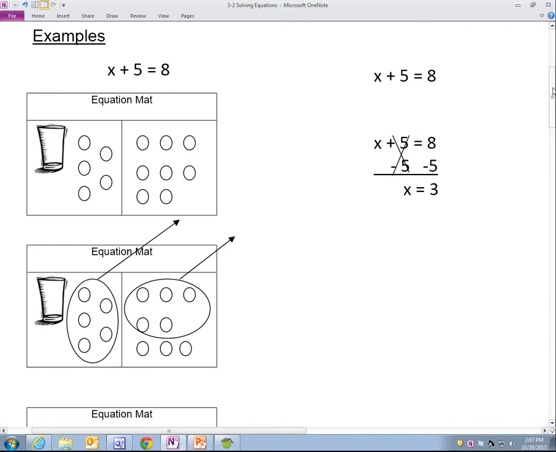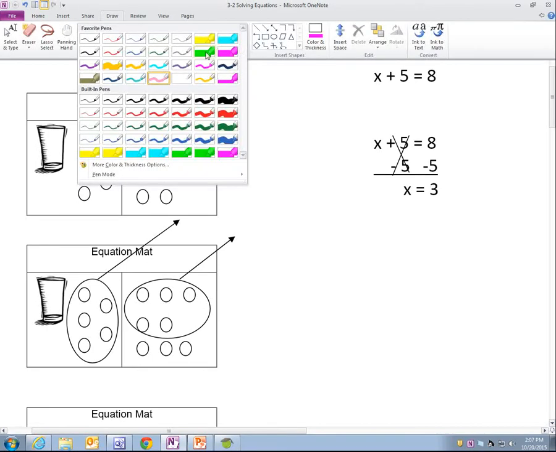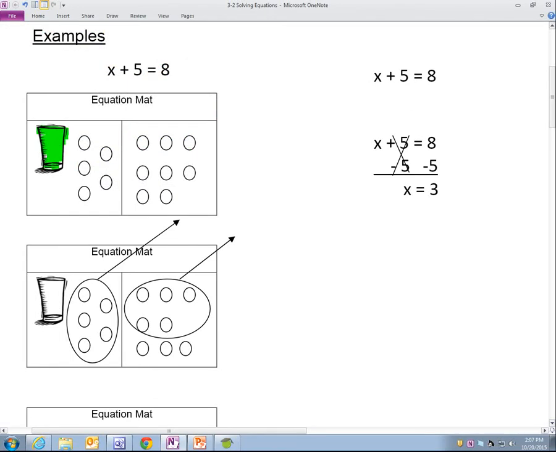Examples. This is what this is representing. We have a cup, and we don't know how many, we'll call them ping pong balls. We don't know how many ping pong balls are in the cup. So what do we do mathematically when we don't know what something is? Yes. You assign a variable. That's what x is.